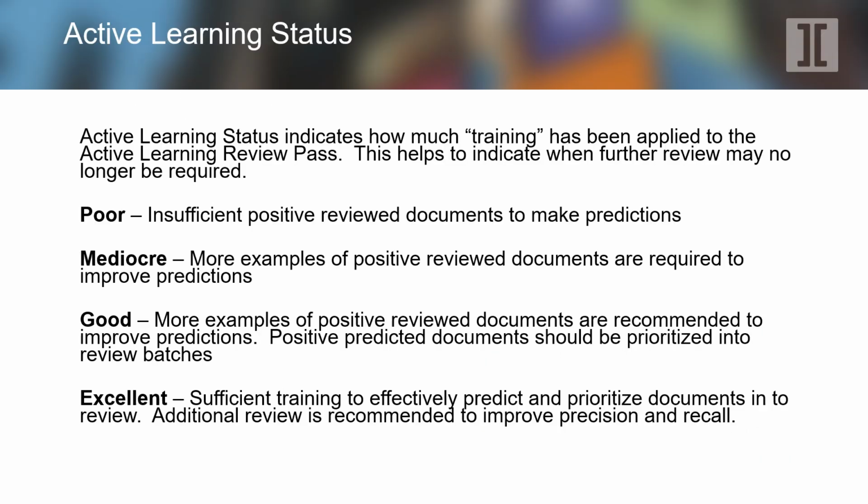When we talk about whether or not you need to keep reviewing, we are talking about active learning status. This simply means how much training has been applied to the documents by reviewers. This helps indicate whether further review is needed. The markers here are poor, mediocre, good, and excellent.